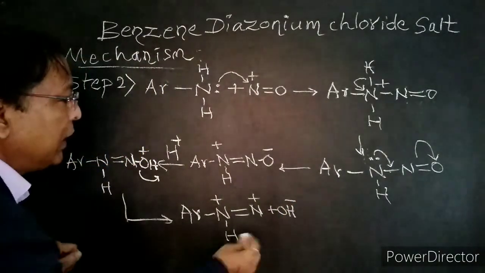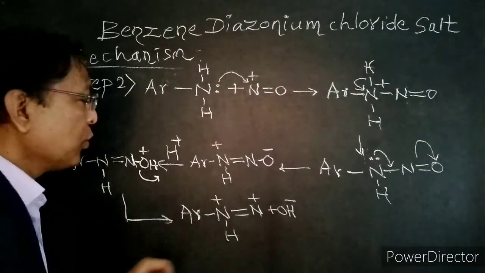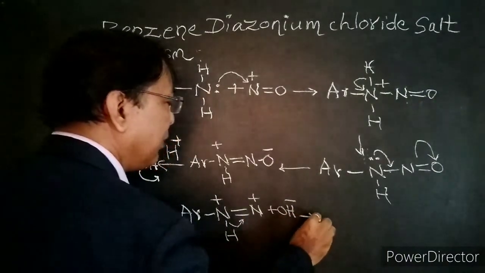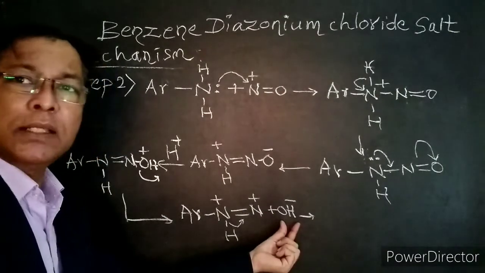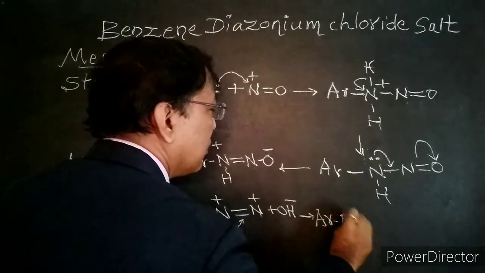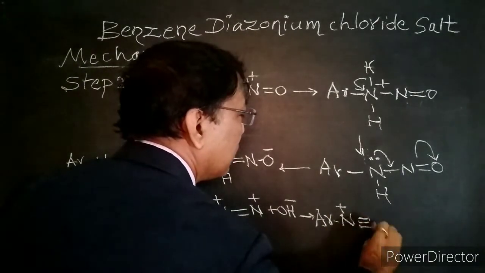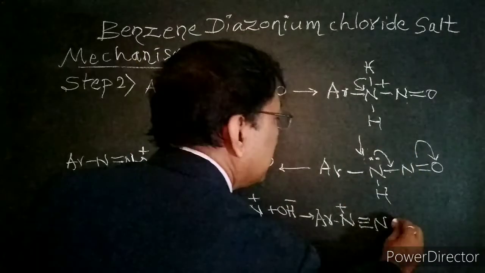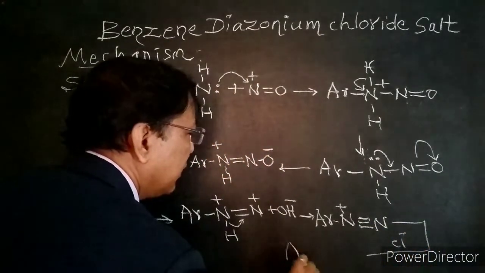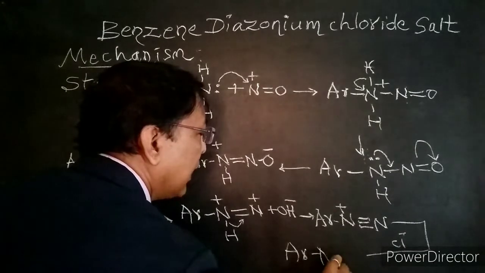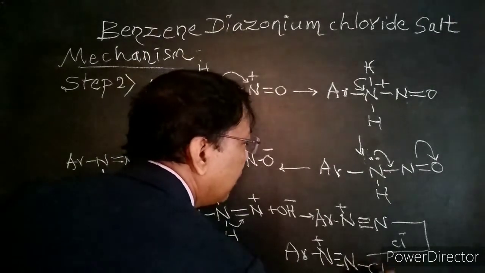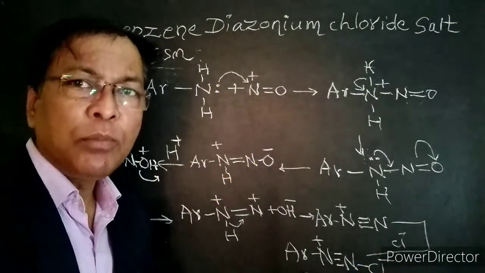Now, the nitrogen cannot be positive for a longer period, so it takes the bonded electron here and H plus is eliminated. This H plus will combine with OH minus and it forms water. Now we get nitrogen, triple bond nitrogen. Now Cl minus will form a bond with this intermediate and we get finally N, triple bond N, Cl minus. This is benzene diazonium chloride salt.